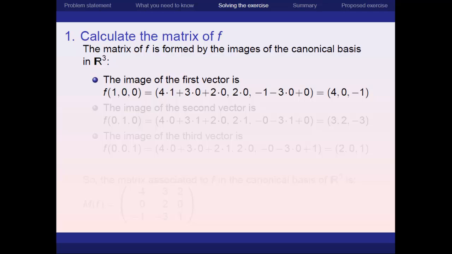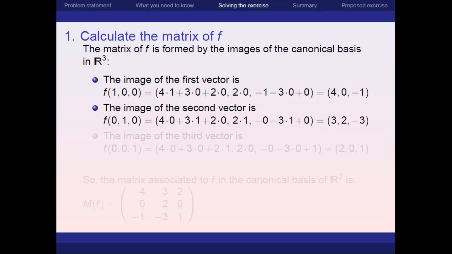The image of the second vector is f(0, 1, 0) = (4·0 + 3·1 + 2·0, 2·1, -0 - 3·1 + 0), which gives a total of (3, 2, -3).